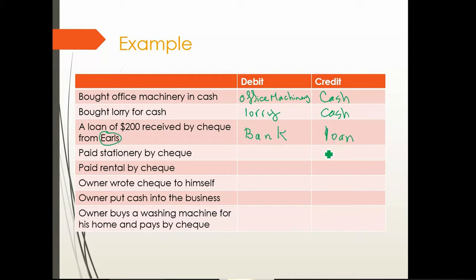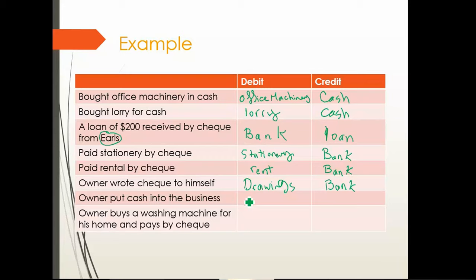Loan in credit. Okay, number four, paid stationery by cheque. Stationery account in debit, and? Bank. Bank in credit, that's good. Okay, miss. Debit side is rent and credit side is bank. Yes, very good. Thank you. Debit side, drawings. Yes. Credit side, bank. Yes, here we put drawings because it's a withdrawal by the owner.